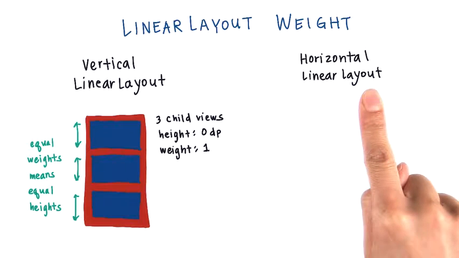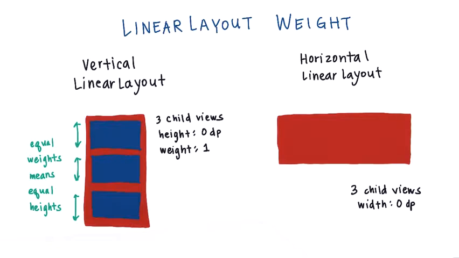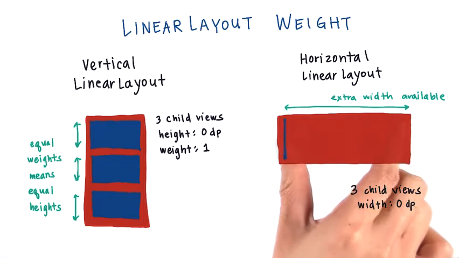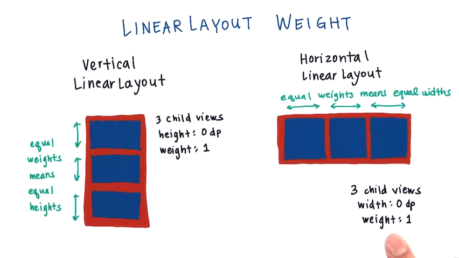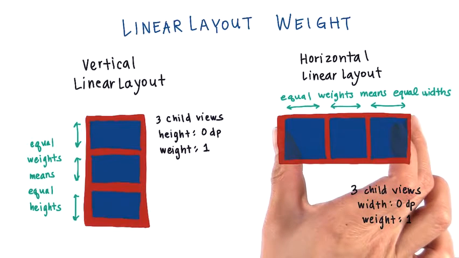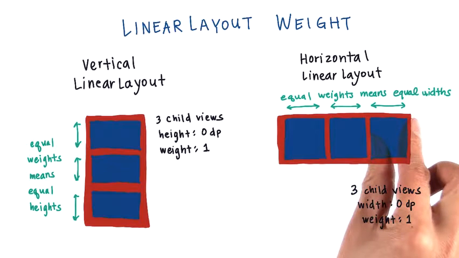The same would work for a horizontal linear layout. Say we have 3 child text views. We start with a width of 0 dp. That means the parent has all this extra width available. If I assign a weight value of 1 to each child view, then we're going to take the available width left in the parent and distribute it equally among each child.